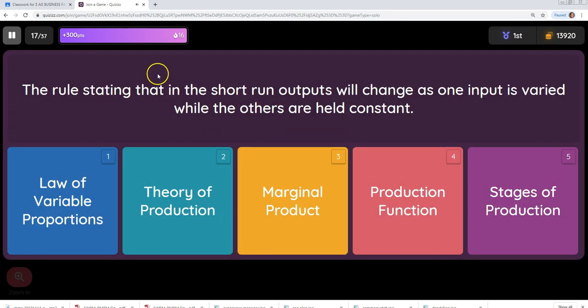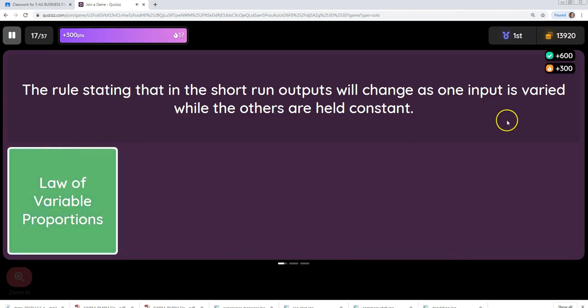The rule stating that in the short run, outputs will change as one input is varied while the others are held constant. Well, we know what the stages of production are. It has to do with marginal product. That's not it. Production function? Possibly. Theory of production? Law of variable proportions. One input is varied. Rule, law, variable proportions. I like this one. There you go.